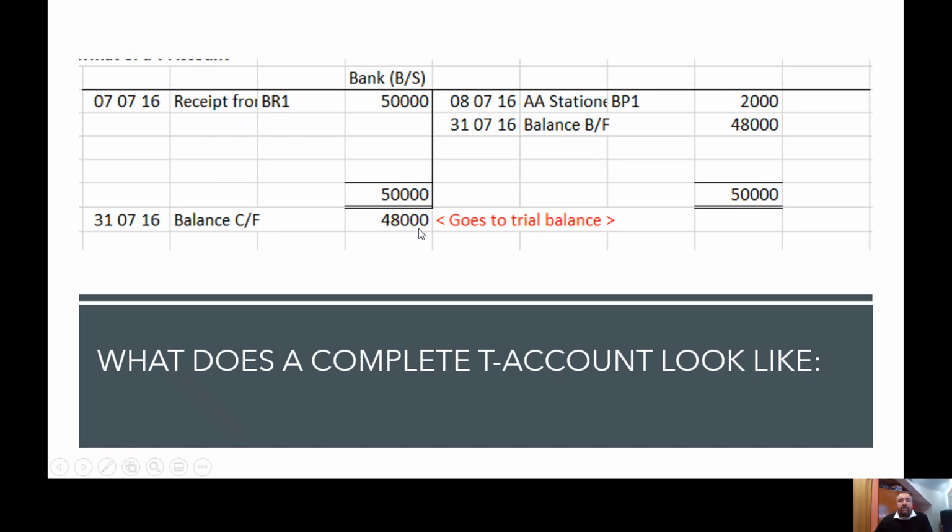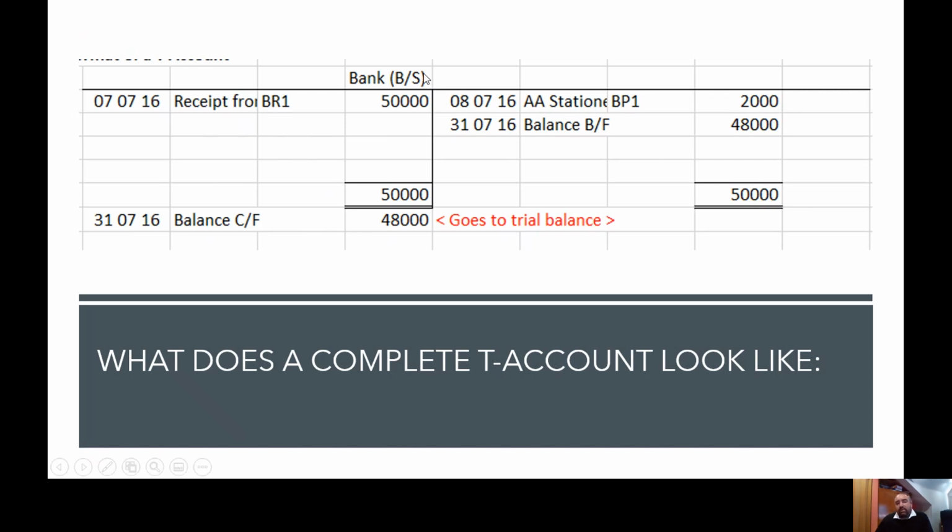And then I'm going to take that amount that I used to balance the T account and carry it forward. So in layman's terms, if last month I received 50,000 and I paid out 2,000, what would the opening balance in my bank be going into this month? And the answer would be the 48,000. So this balance carried forward will be where I carry my bank statement balance from the previous month into this month.